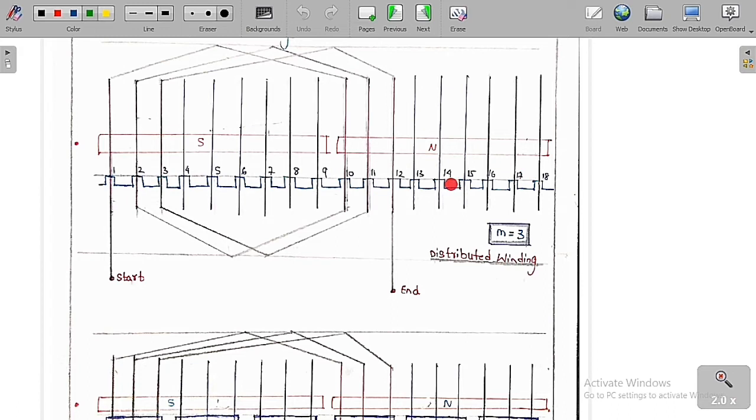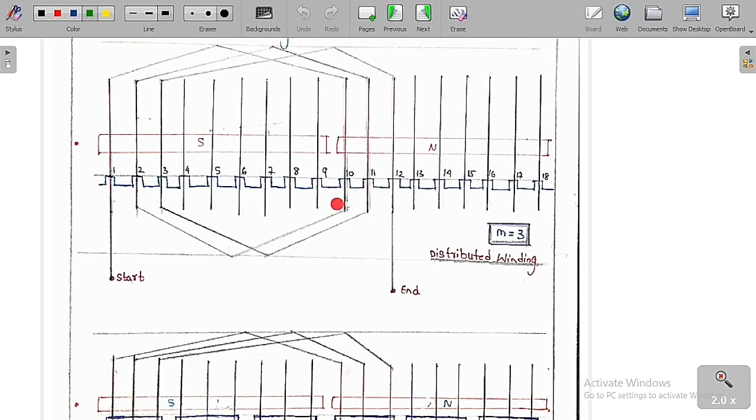I already told you m is the ratio of slots per pole per phase. So 18 by 2 into 3 is 18 by 6, which is equal to 3. So 3 slots per pole per phase. Remember, under one pole, we are going to use 3 slots for one phase. This is phase A, phase B and phase C. Here also, this is phase A, these are for phase B and these are for phase C.